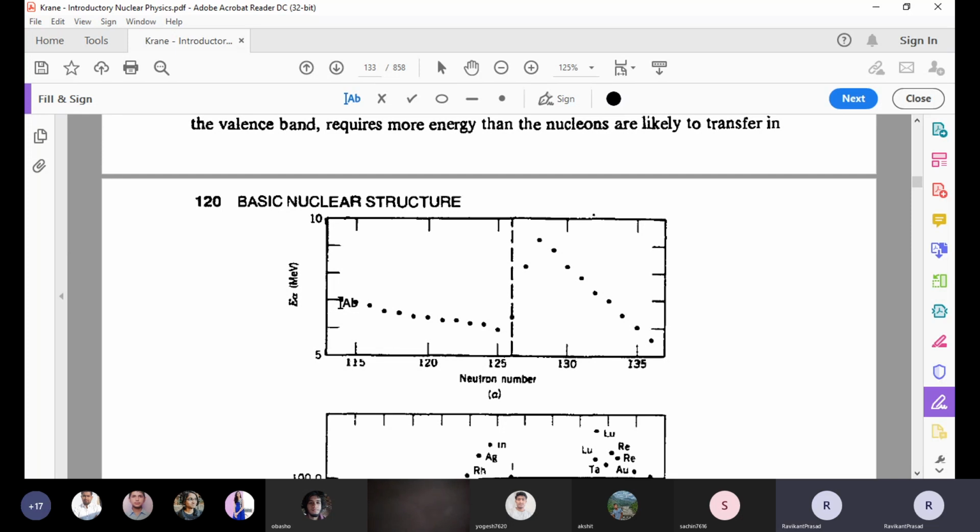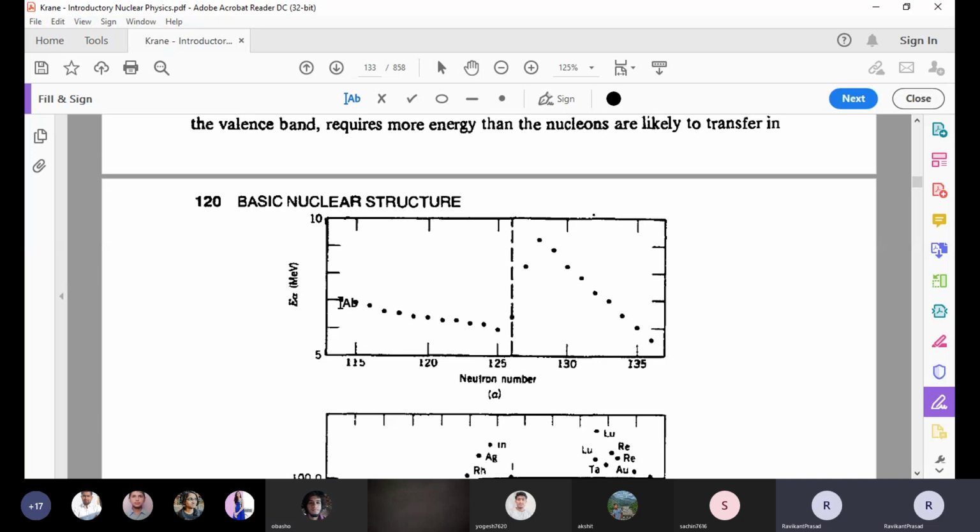Is it clear? This also clear? This is clear? If it is not, then you can ask कि भाई थोड़ा सा और explain कर दो. अगर clear है तो we can move forward.